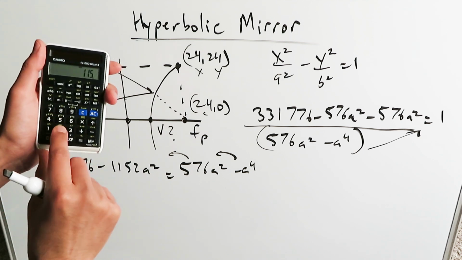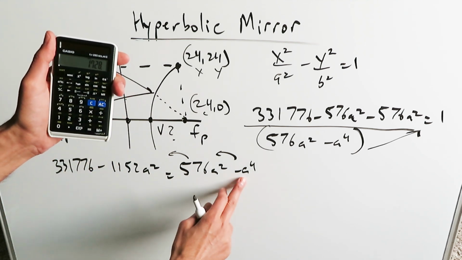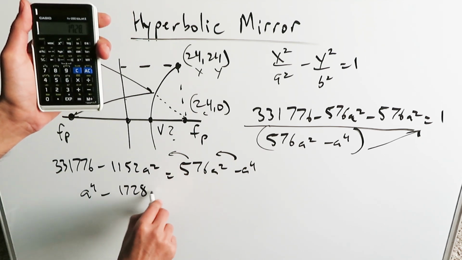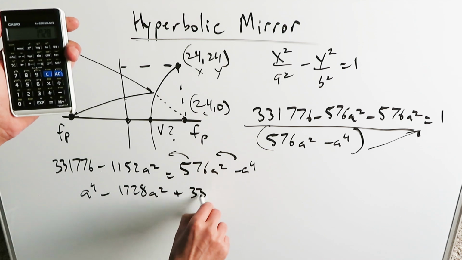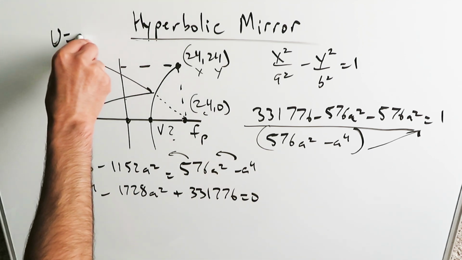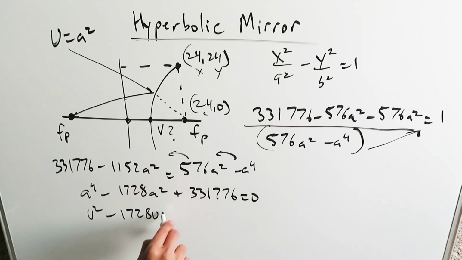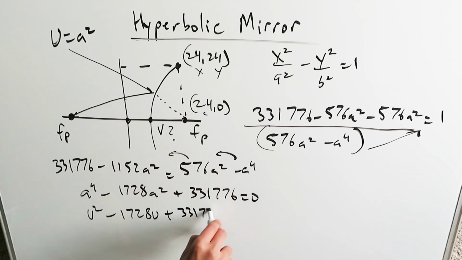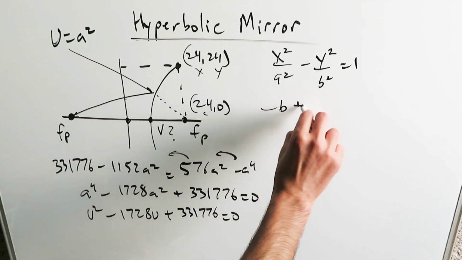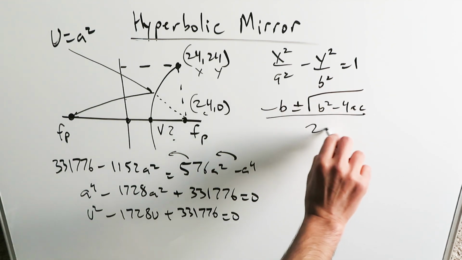I'll have 1152 plus 576, which is 1728 a squared, but this will become a to the power 4 minus 1728 a squared plus 331,776 equaling 0. If u is equal to a squared, I'm looking at u squared minus 1728 u plus 331,776 equaling 0. A, B, and C: minus B plus or minus the square root of B squared minus 4AC over 2A.